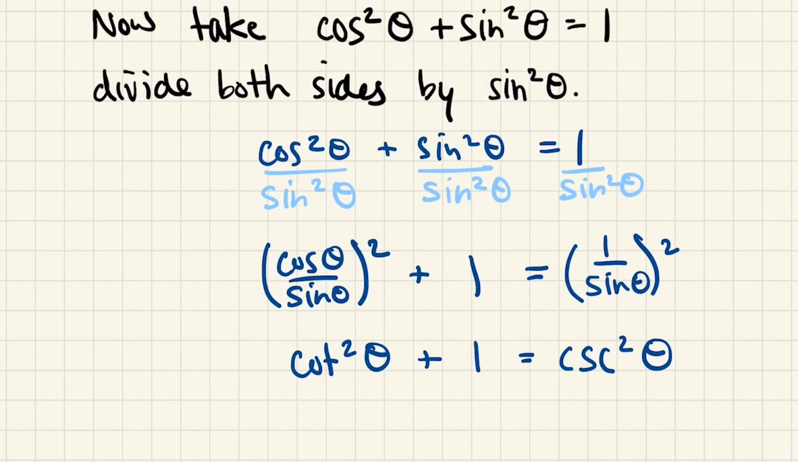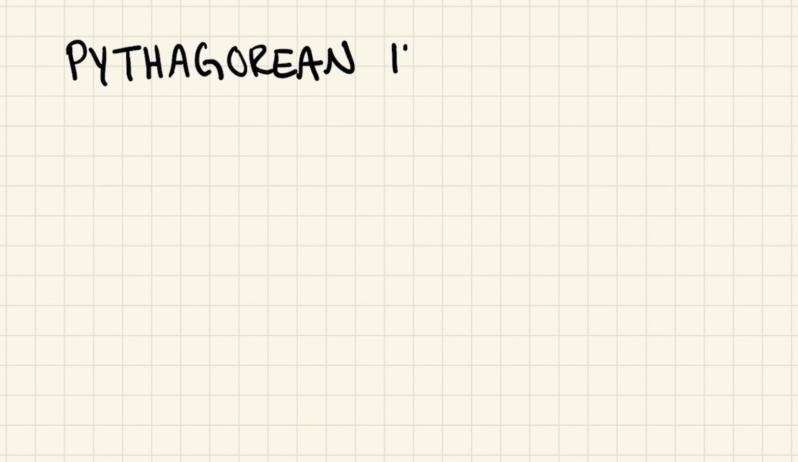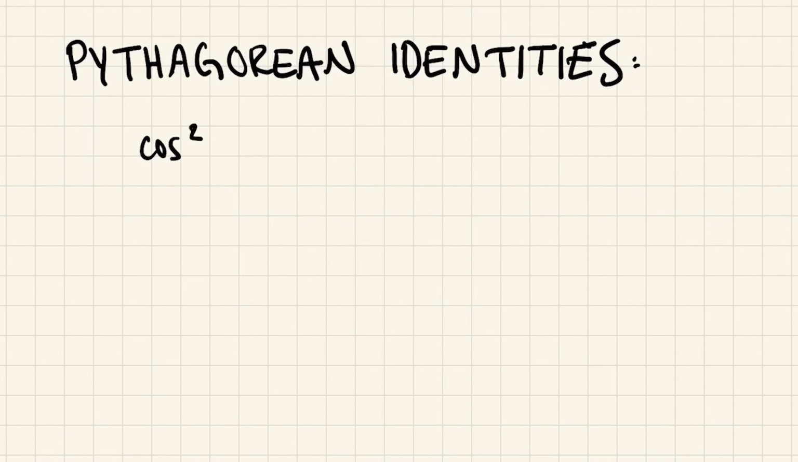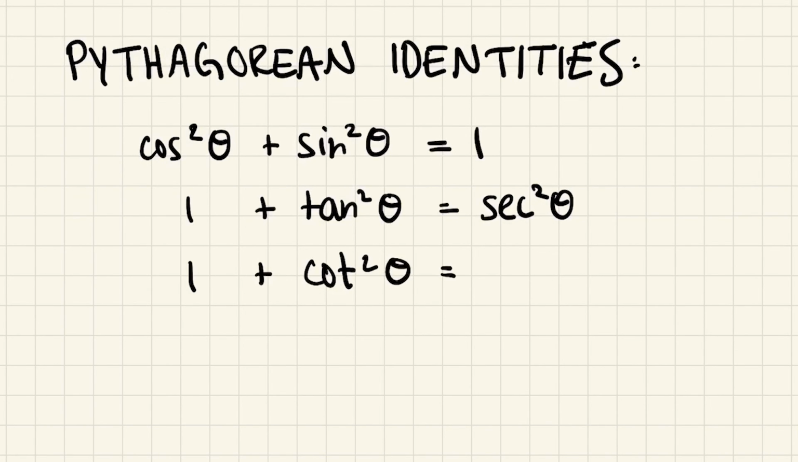So these three that we've just found are called the Pythagorean identities. They are cosine squared plus sine squared is equal to 1, and 1 plus tangent squared is equal to secant squared. And the last one we found, which I'm going to rearrange so that it's structurally similar to the one above it, is 1 plus cotangent squared is cosecant squared.